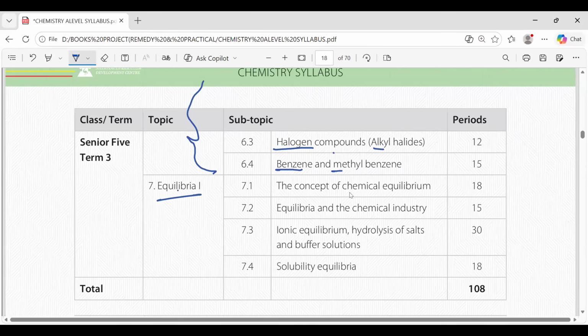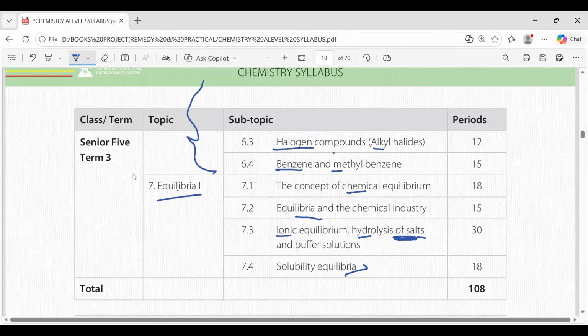So the concept of chemical equilibria and chemical industry, ionic equilibria, hydrolysis. Now, hydrolysis of salts also, this topic has been covered very well on that link I shared in the chat. Those who have just joined, check on that chat. Then you check on that link. You go direct to the playlists. You'll be able to see hydrolysis of salts. It is there. Then solubility equilibria is here.